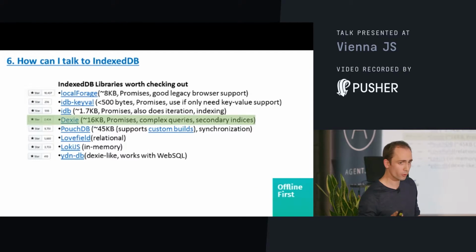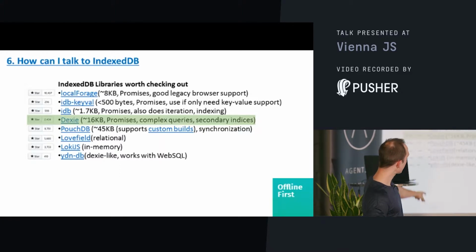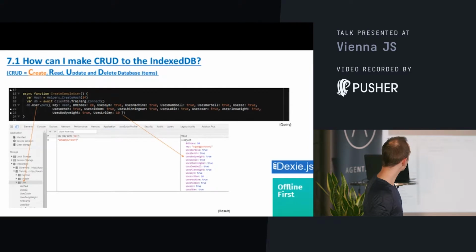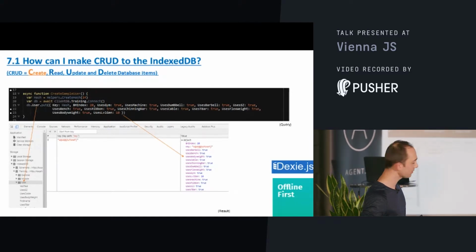My 6th question was, how can I talk to IndexedDB? Well, there are different libraries worth checking out. My choice was called Dexie. My 7th question was, how can I make create, read, update, and delete to the database?